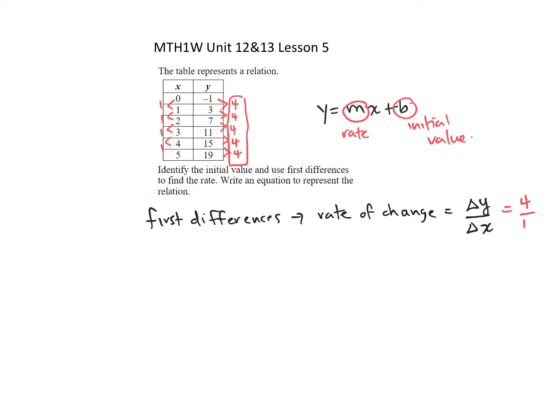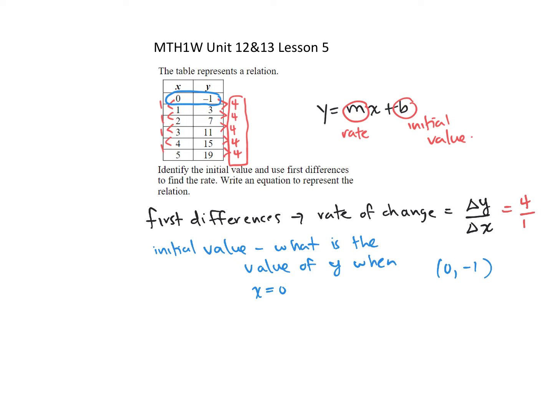Then I want to look at my initial value, which is where y has a value when x is 0. So for the initial value, we are looking for what is the value of y when x equals 0. That's my starting point. And in this case, it is -1. So when x is 0, y is -1. So I can write the equation: this table of values represents a constant change of 4, starting with an initial value of -1.